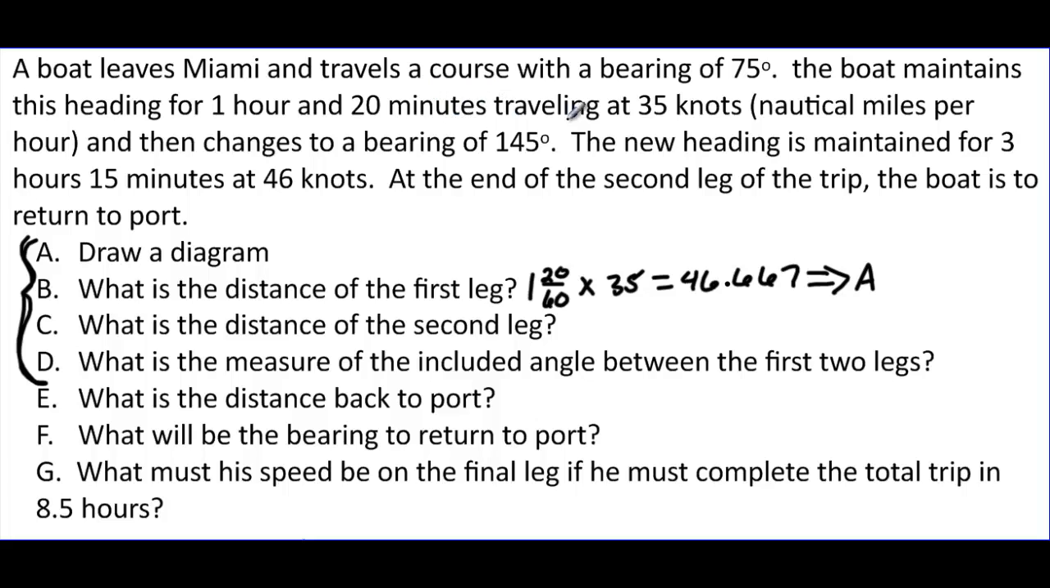On the second leg of the trip, they change to a bearing of 145 degrees, and the new heading is maintained for 3 hours and 15 minutes at 46 knots. So we want 3 hours and 15/60ths times the 46 knots. We'll worry about the angle here in a second. So we have, on my calculator, 3 plus 15 divided by 60 in parentheses times 46. So we get 149.5 miles. Now I'll store that into, let's say, B.